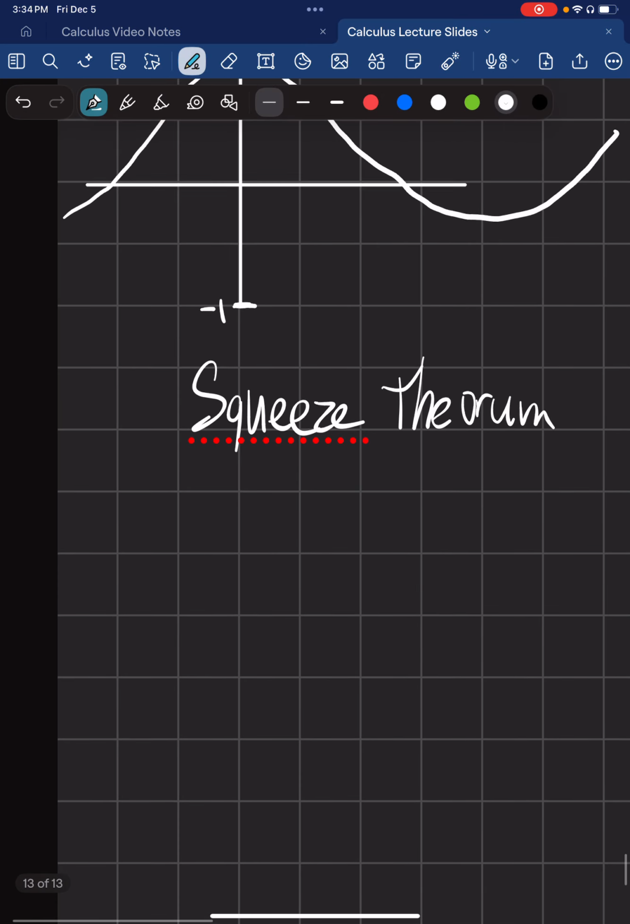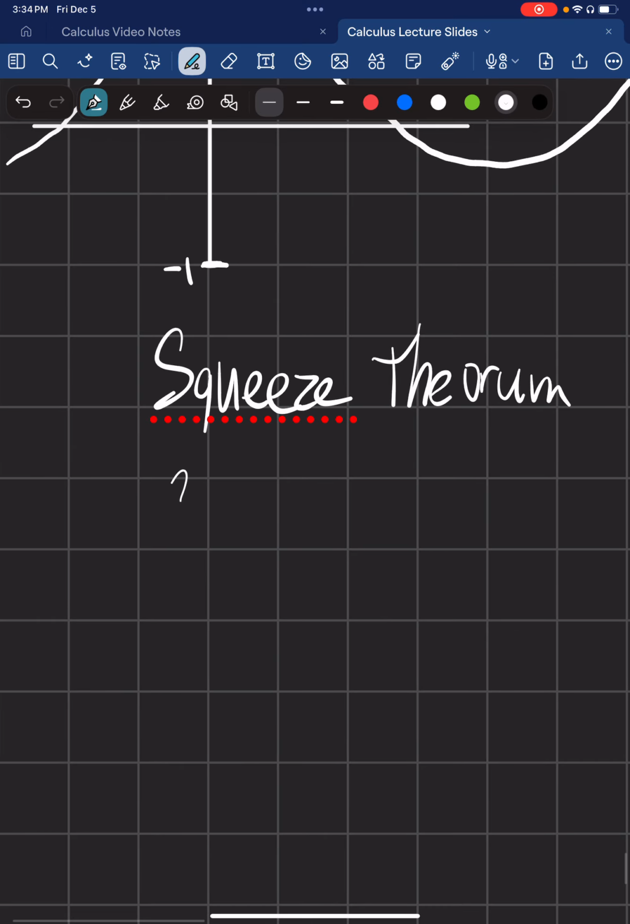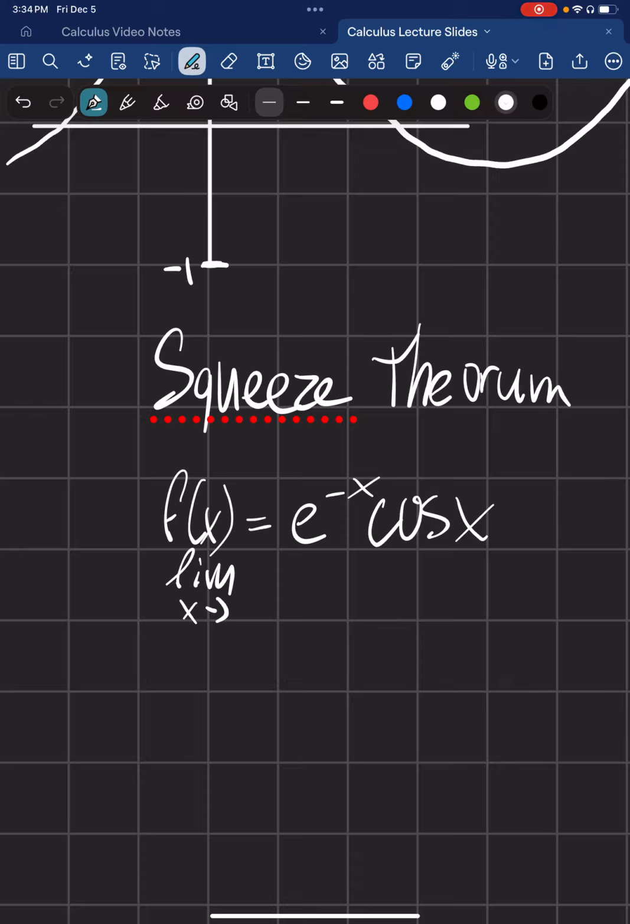Okay. So basically what the squeeze theorem says is, say you have this function f of x, and it's e to the negative x cosine x, right? And you want to evaluate the limit as x approaches infinity of e to the negative x cosine of x. You can't plug in infinity and see what happens. You could try to plug it in, and you could get something out for e to the negative x, right? But then what happens with cosine?